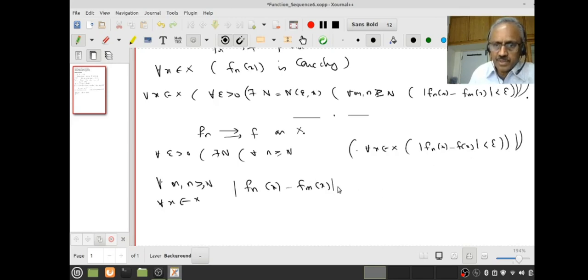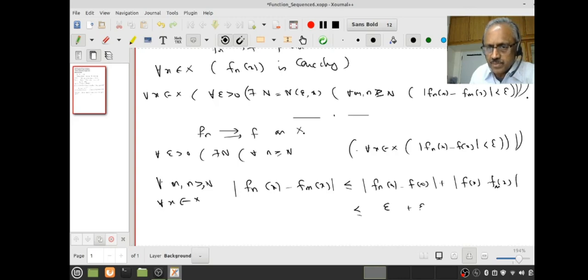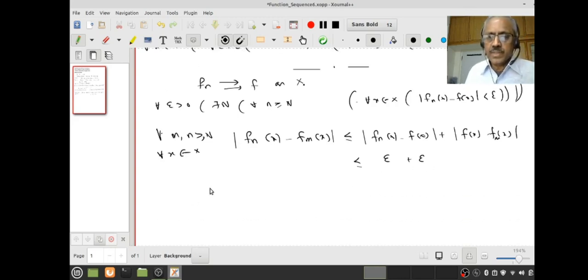I know how to estimate. Therefore, what is the thing? So the obvious thing is to do this: |f_n(x) - f(x)| + |f(x) - f_m(x)|, right? What do I know about this? For every x, this fellow is less than epsilon. So if you want, I could have taken epsilon by 2. Anyway, epsilon plus epsilon. You understood that?